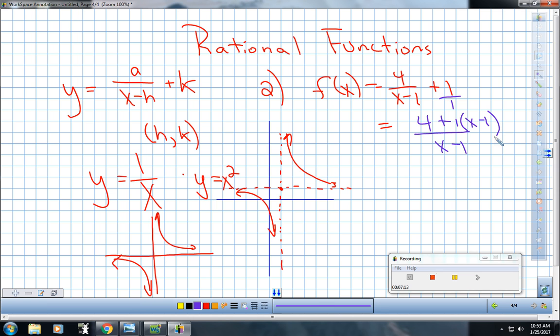Everybody good with that? Now I just simplify in the numerator. I can just drop the parentheses, and I'm going to have x plus 3 over x minus 1. And that is what y equals, or f of x equals. Does that make sense to every single one among you? Okay? Because 4 minus 1 is 3.